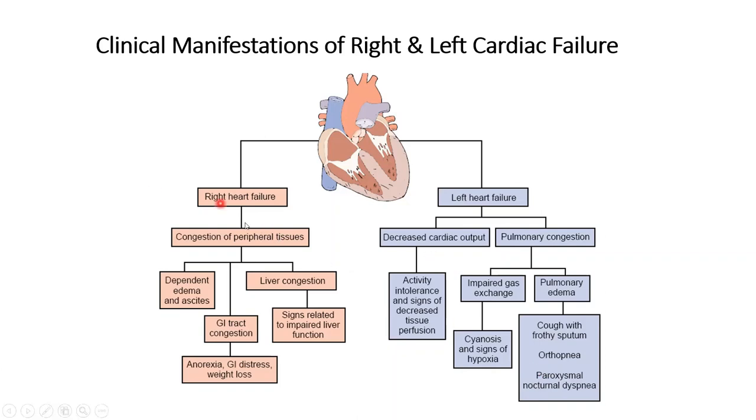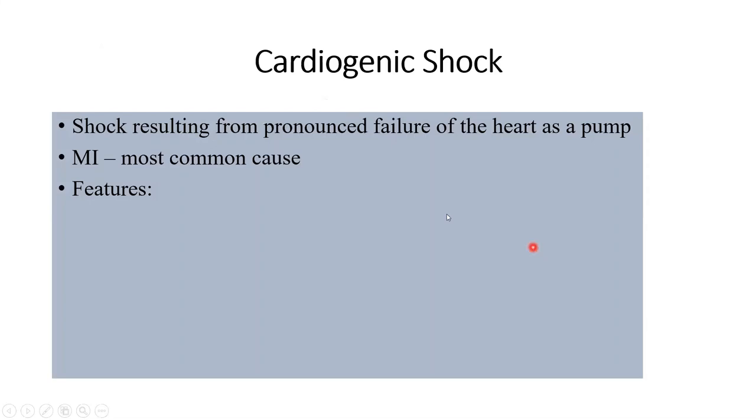So this is basically the right and left side failure and the clinical manifestations, the symptoms, and the underlying physiological concepts. We then conclude by mentioning cardiogenic shock. Shock basically means circulatory shock. This is the last topic of the circulatory unit, which we'll be discussing tomorrow.